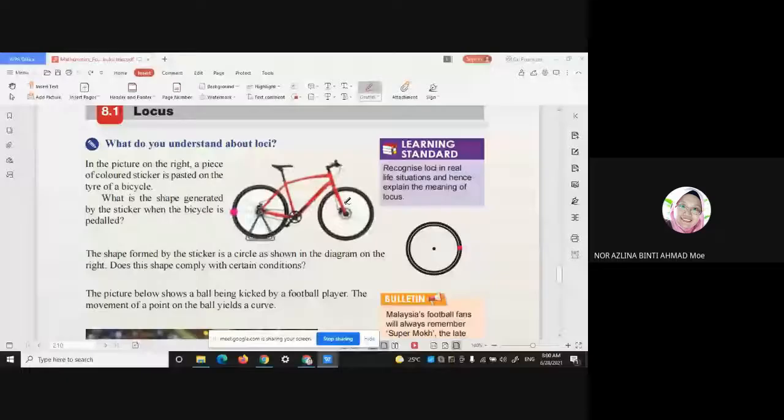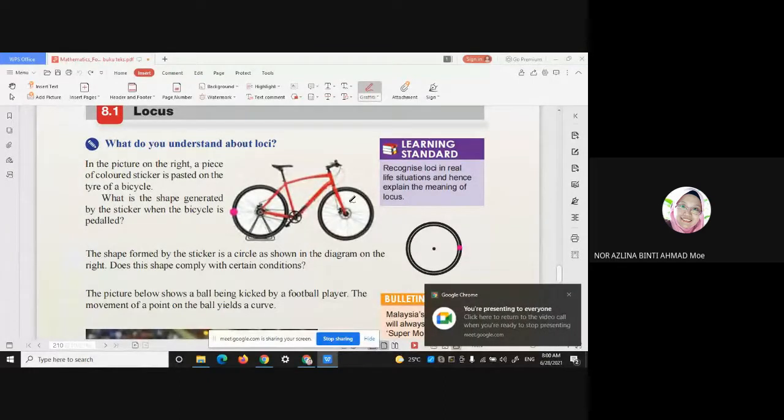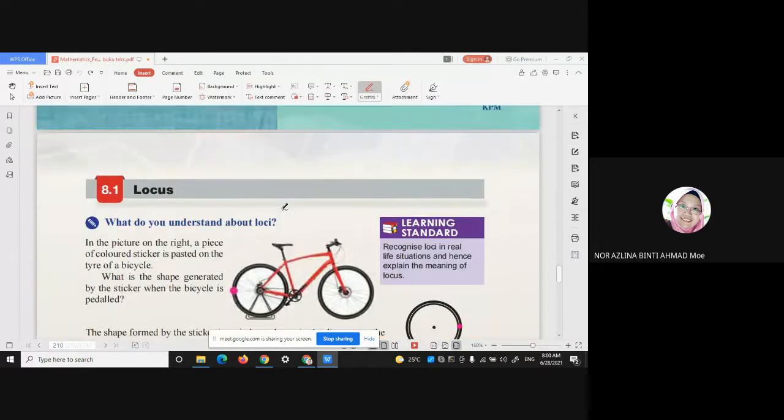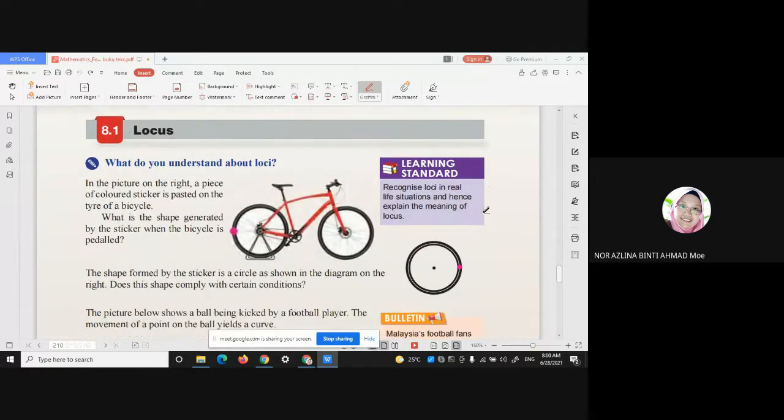So today we will continue our lesson, chapter 8, page 200, loci. Loci in two dimension. First we learn about locus. What do you understand about loci?